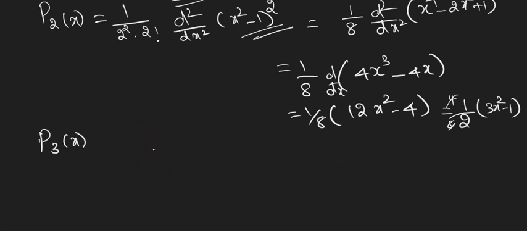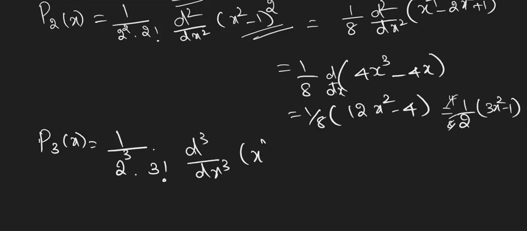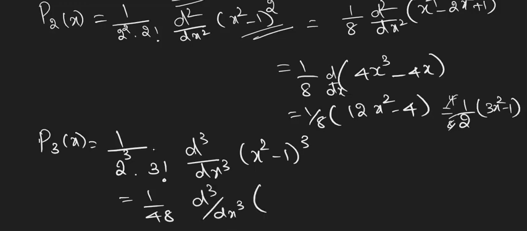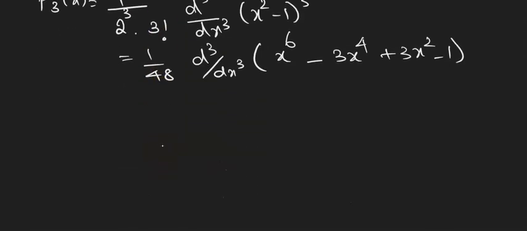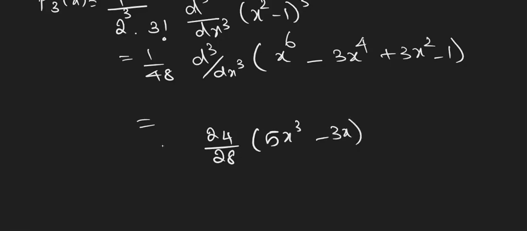P3 of x is equal to 1 by 2 power 3, 3 factorial, d cube by dx cube of x square minus 1 the whole cube. So now this is nothing but 1 by 48 into d cube by dx cube of, just the cubic formula, x power 6 minus 3x power 4 plus 3x square minus 1. If you differentiate thrice, you will get 1 by 2 into 5x cube minus 3x. So for this question we need only till P3 of x.